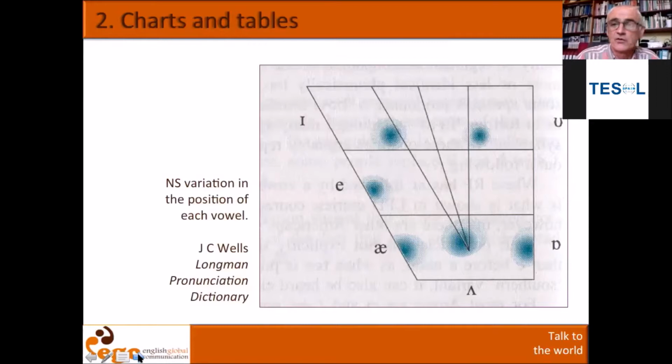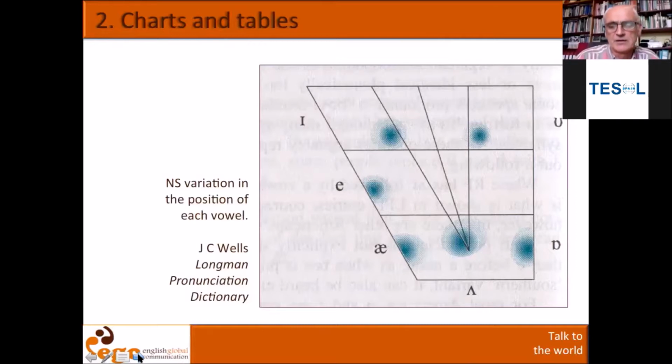there is variation. And this splatter isn't from lots of speakers. This is what one speaker would be like if we recorded every time they made an A sound and put all of those A sounds very accurately on our little vowel quadrant. In other words, each speaker varies in their way of making an individual vowel, and between speakers there's also variation.